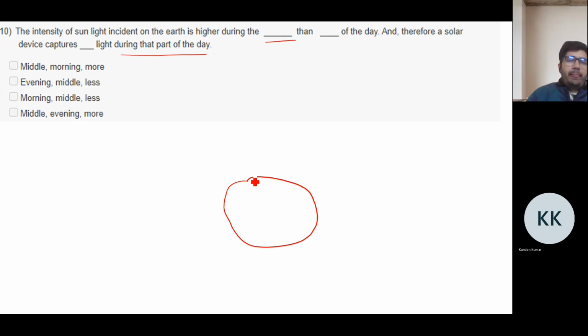this is the Earth, and this is the Sun. So Earth is also rotating and also moving. In our daily life we can see that at morning time the intensity of the solar radiation is low as compared to the noon time and as compared to the evening time. So we can directly conclude that intensity of sunlight incident on Earth is higher during the middle, or you can say noon time, noon or middle.